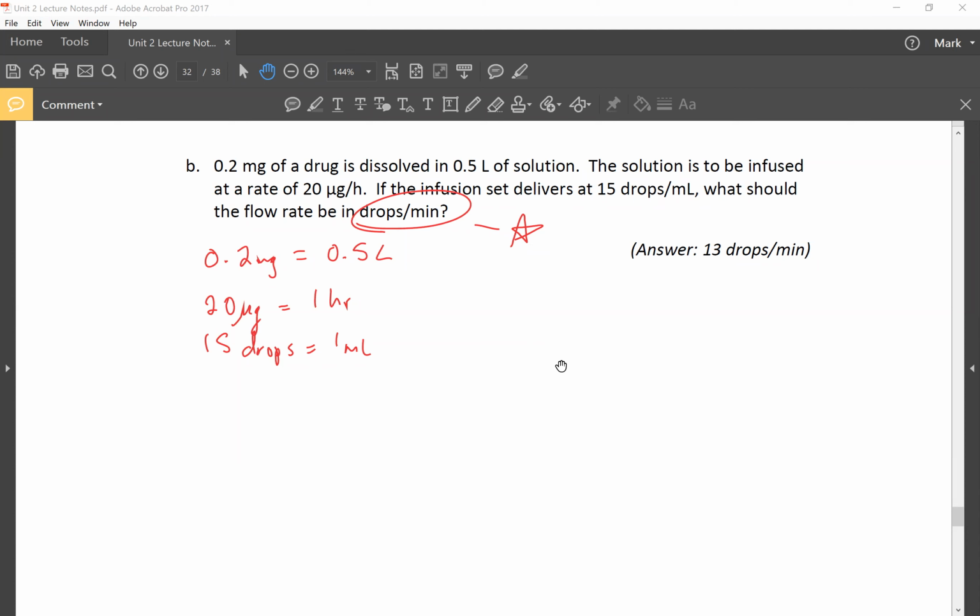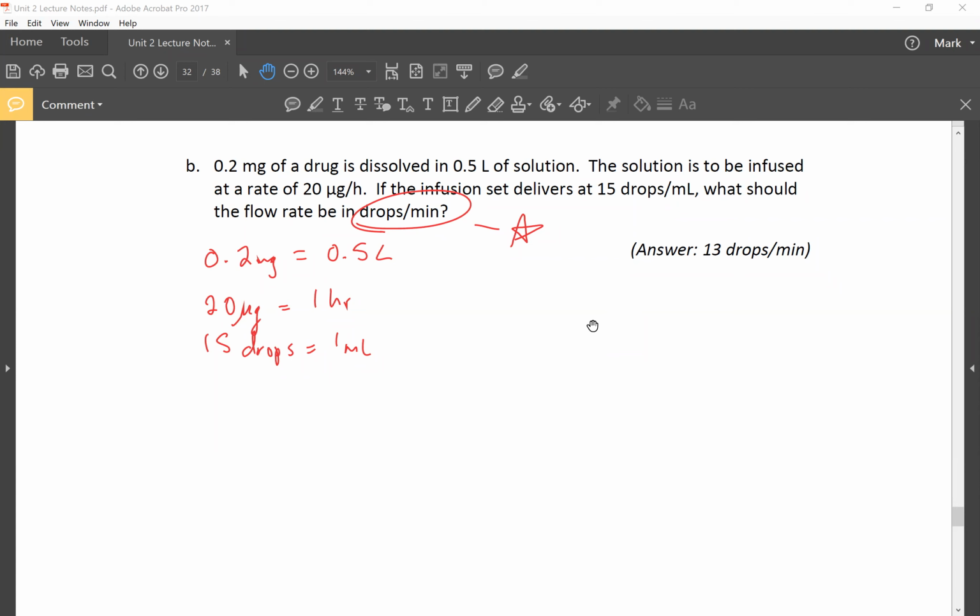First things first, let's read the question. 0.2 milligrams of a drug is dissolved in a solution, 0.5 liters. So this is the concentration in the bag, the strength of the solution that we're delivering. The prescription says that the solution has to be infused or given to the patient at a rate of 20 micrograms per hour. So there is a small issue here. We have milligrams and then it's micrograms as a rate. The infusion set itself, every 15 drops will be 1 milliliter of solution. So how many drops per minute do we set this up?